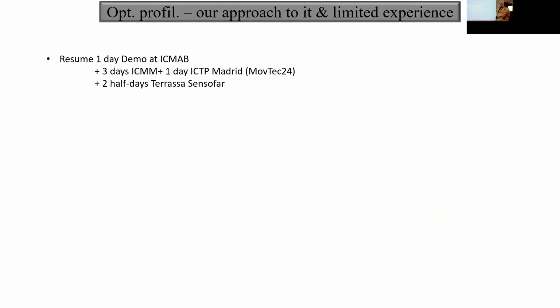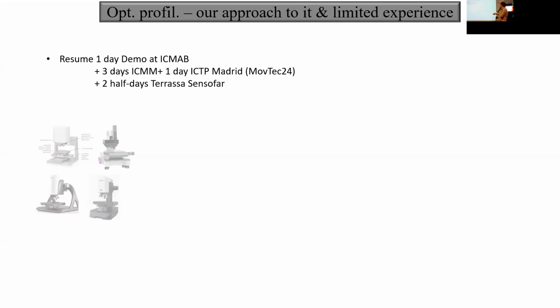So our approach, as I've said, has been mainly experimental and is quite limited. I have devoted about 5 days in total: a demo in ICMAB, a short stay in the Institute of Material Science of Madrid and the Polymer Institute in Madrid, and 2 days in the Sensofar company, which is located in Tarrasa. Those are the equipment that I have tested.